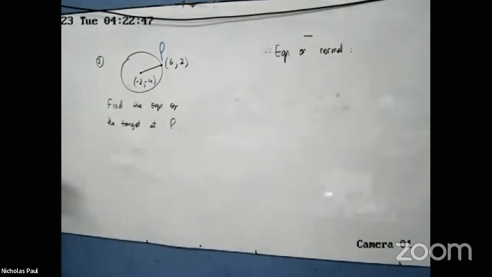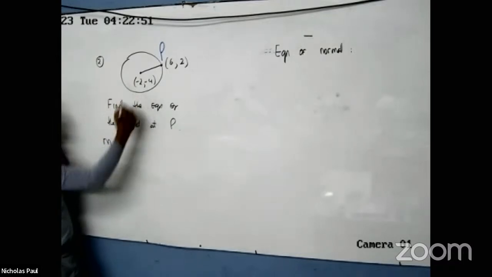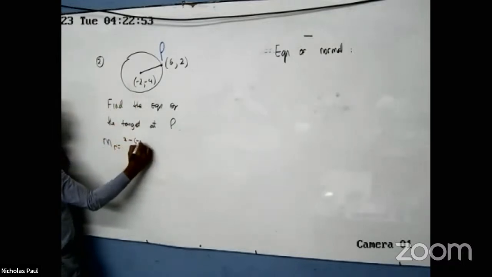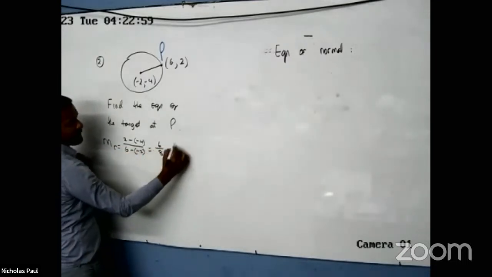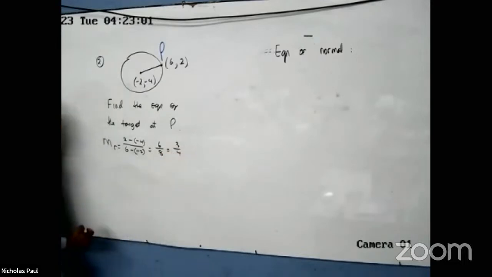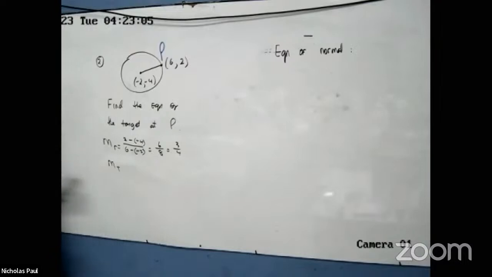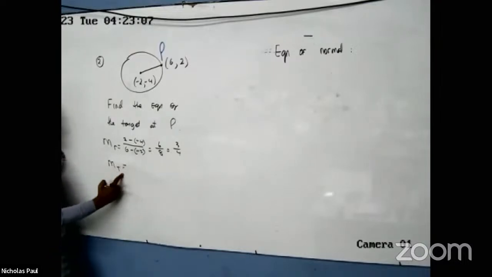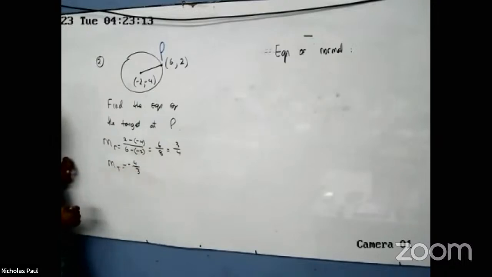And I want you to get in the habit of writing these steps, right? Gradient of radius: 2 minus 4 over 6 minus 2, 6 over 8, which is 3/4. So the gradient of tangent is the negative reciprocal. So flip it over, change the sign. That's okay?